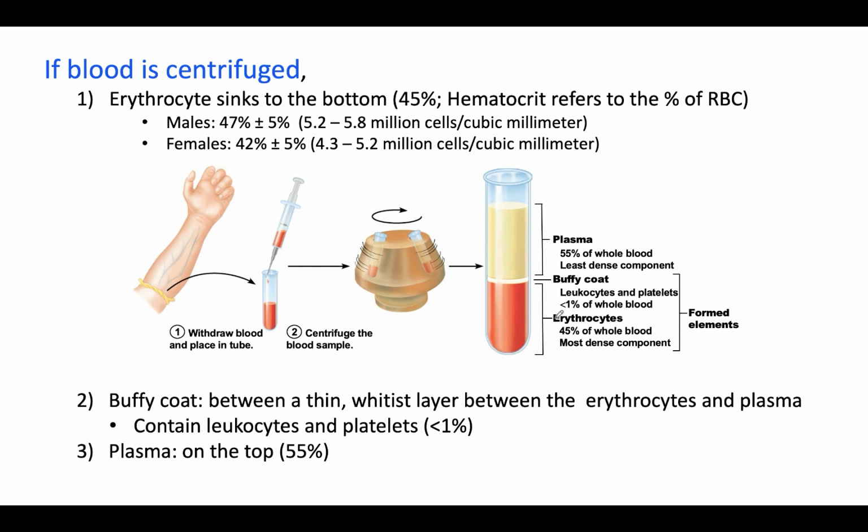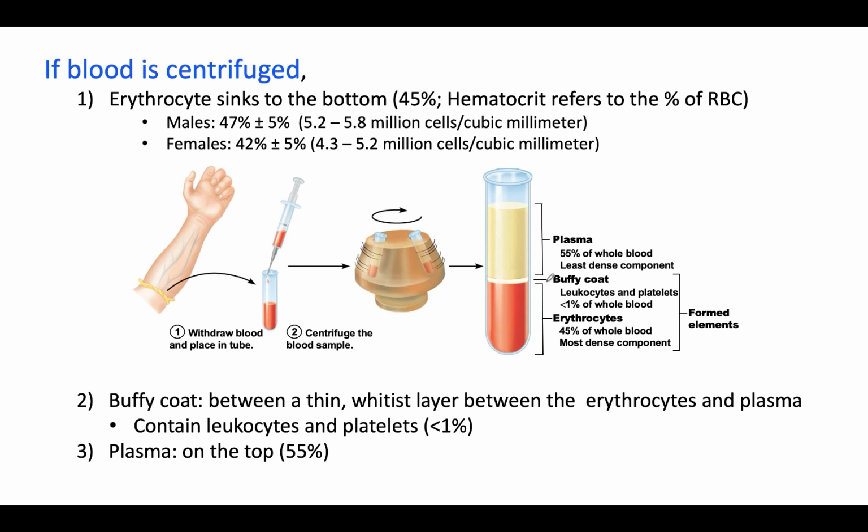Between erythrocytes and plasma, there is a thin whitish layer. This is called the buffy coat. The buffy coat is at the junction between red blood cells and plasma. It is barely visible. This layer contains the remaining formed elements such as white blood cells and platelets.